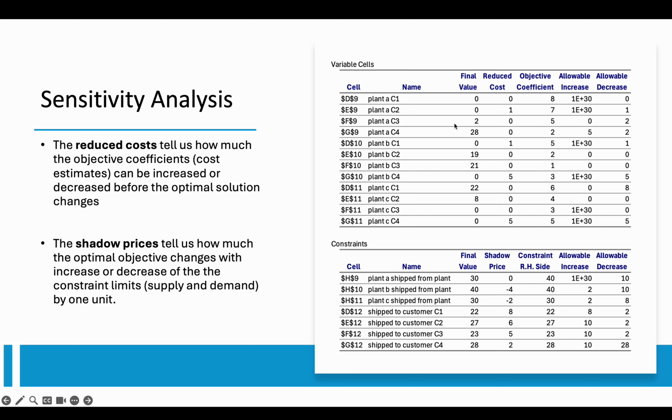We have primarily two terms to understand. Number one is the reduced cost. Reduced cost tells us how much the objective coefficients, here in this case the cost estimates, can be increased or decreased before the optimal solution changes. Similarly, the second important term is the shadow price. Shadow price tells us how much the objective will change with the increase or decrease of the constraint limits, which are the supply and demand constraints. Now, let's look into an Excel spreadsheet model to better understand these concepts.